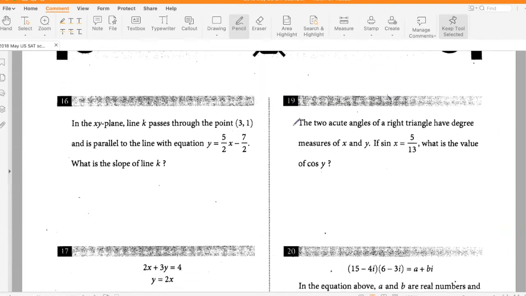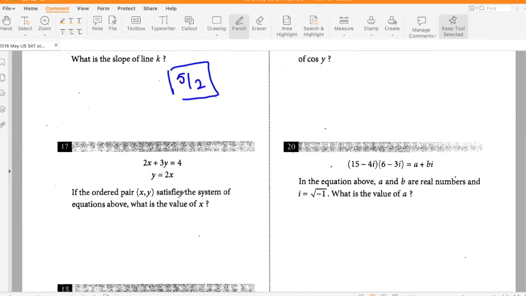Okay. In the xy plane, line K passes through the point (3, 1) and is parallel to the line with this equation. What is the slope of line K? So if K is parallel to the line with this equation, then it will have the same slope. So that will be 5/2.